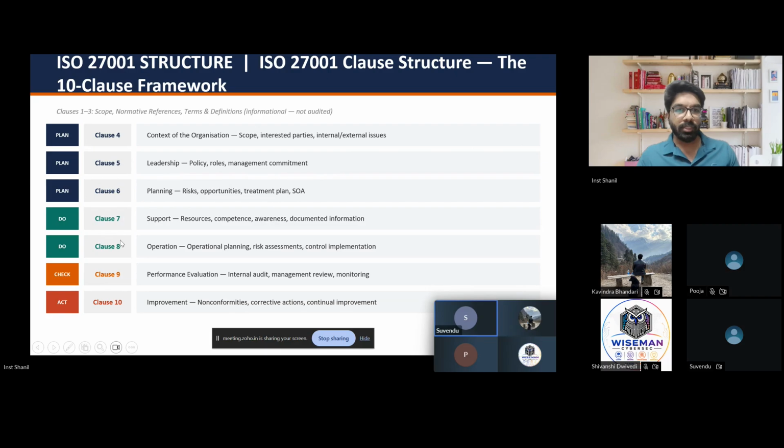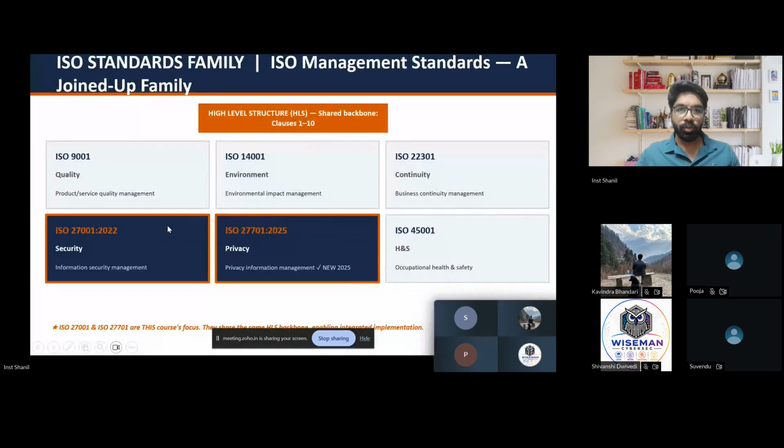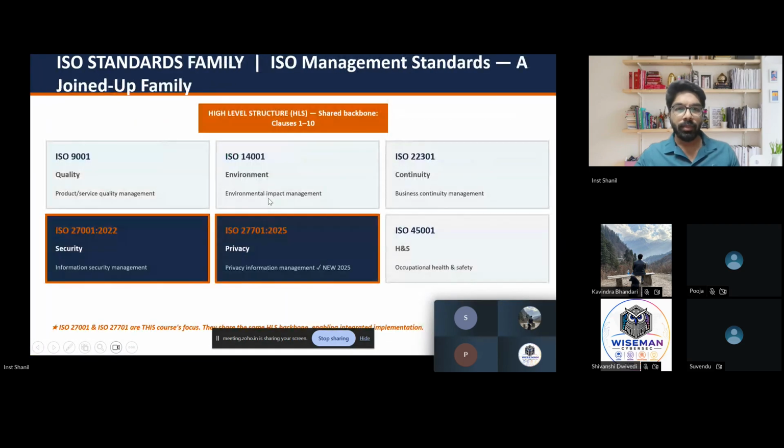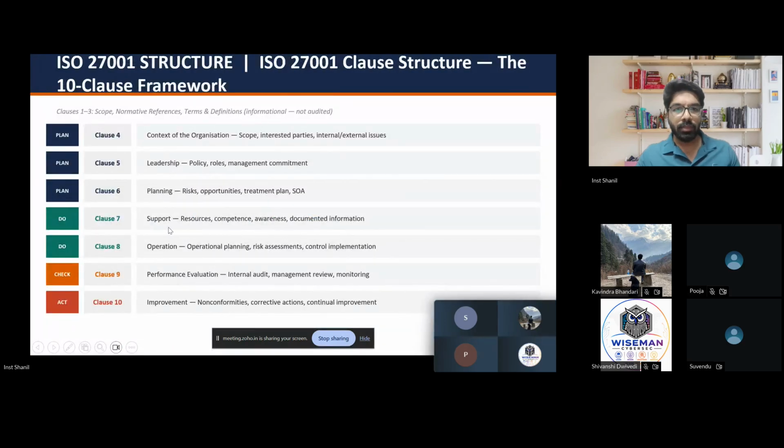Then we move towards clause 7 and 8. Clause 7 is the support and operation. If you remember the cycle, it talks about implementation of the actual controls, right? So what it covers is the support resources, which you would require to implement the controls, and the operating effectiveness, like the operational activities, operational planning, risk assessments, and the actual control implementation. So that gets covered in clause 7 and 8.